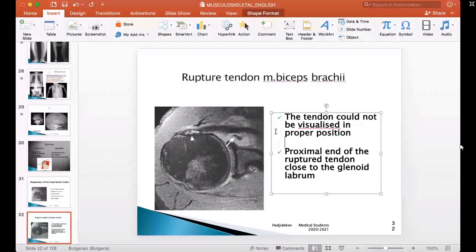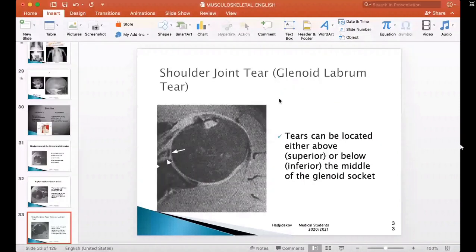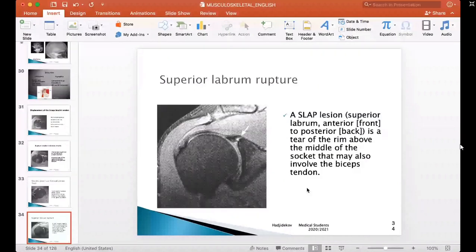So this is another shoulder joint here. We call it glenoid labrum tear because we have a rupture of part of the anterior labrum. So these tears can be located either above in the superior, or below in the inferior, or middle part of the glenoid socket. So in superior labrum rupture, we call it also a SLAP lesion, superior labrum anterior to posterior. So this is a tear of the rim above the middle of the socket, and it may also involve the biceps tendon.